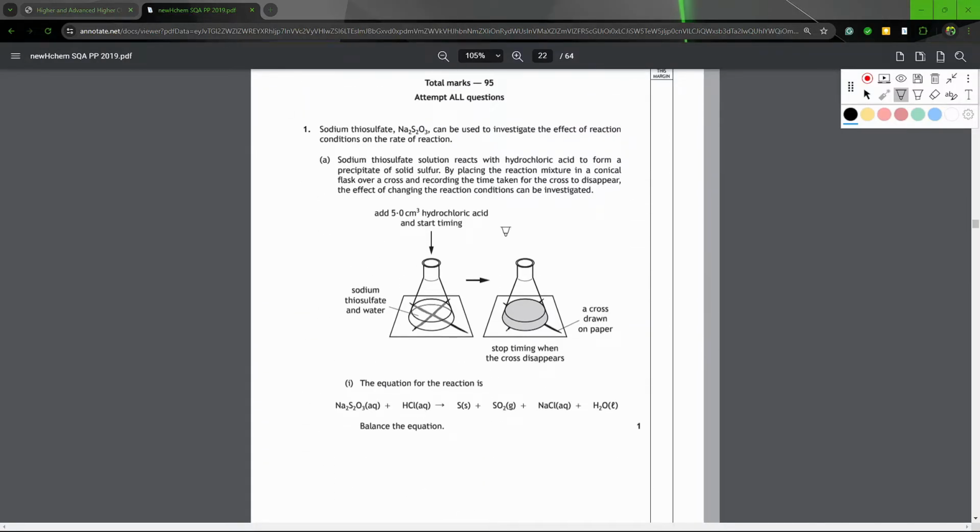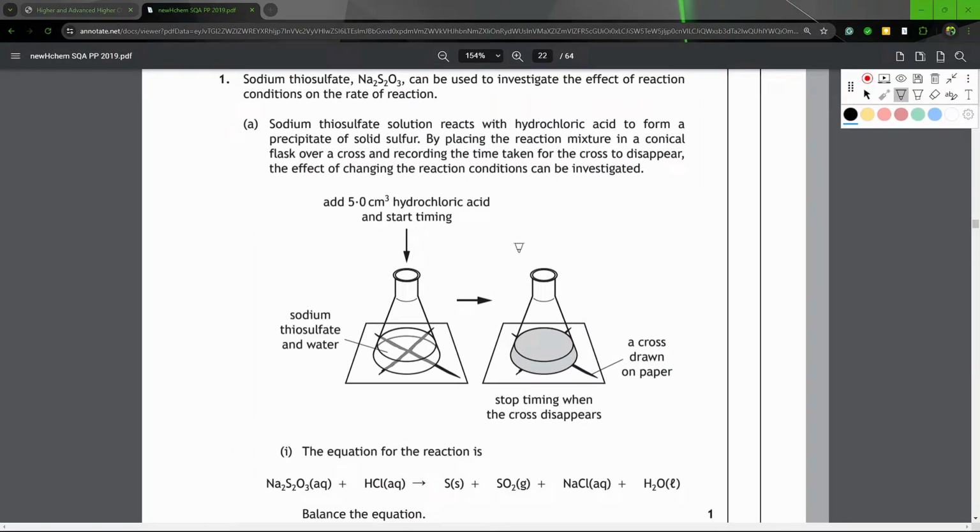Sodium thiosulfate can be used to investigate the effect of reaction conditions on the rate of reaction. Sodium thiosulfate solution reacts with hydrochloric acid to form a precipitate of solid sulfur. By placing the reaction mixture in a conical flask over a cross and recording the time taken for the cross to disappear, the effect of changing the reaction conditions can be investigated. We add hydrochloric acid, it slowly turns opaque, and we can see the cross disappears.